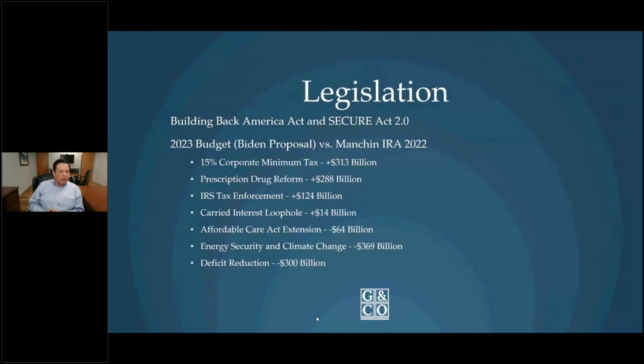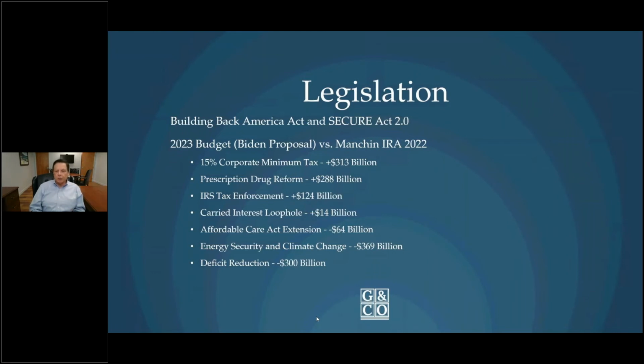Legislation. Okay. I spent about 4 hours yesterday polishing up the presentation on what's happening in Congress on taxes. And at 5:30 yesterday afternoon, Senator Manchin releases the new Manchin IRA for 2022. So let me tell you what it said and tell you what's happening in Congress from a legislation standpoint. In his release, the Build Back Better Act is officially declared dead by Senator Manchin as of yesterday. May it rest in peace.